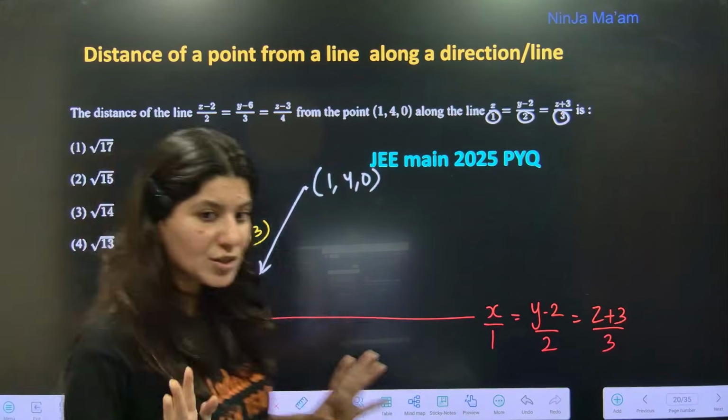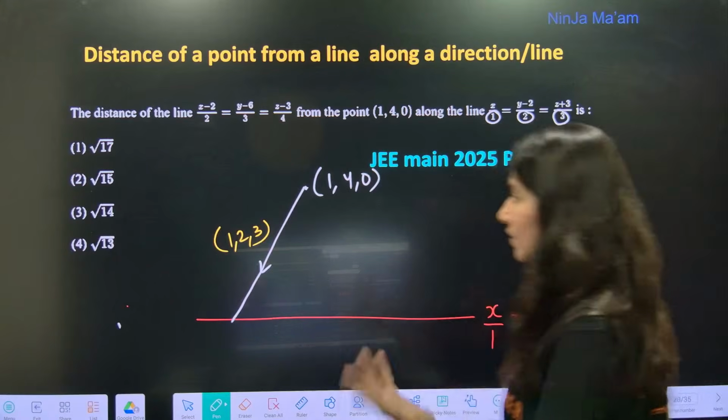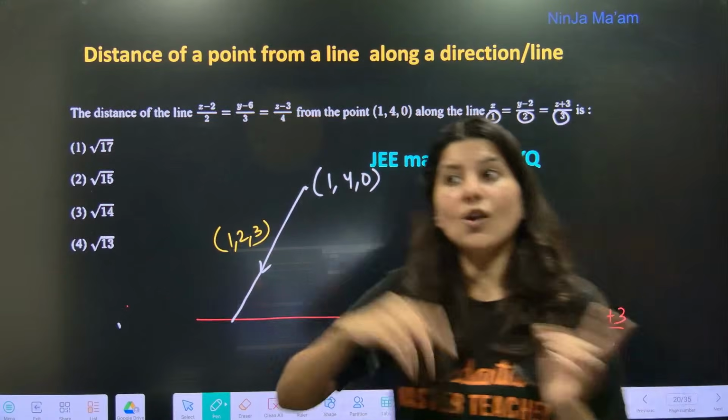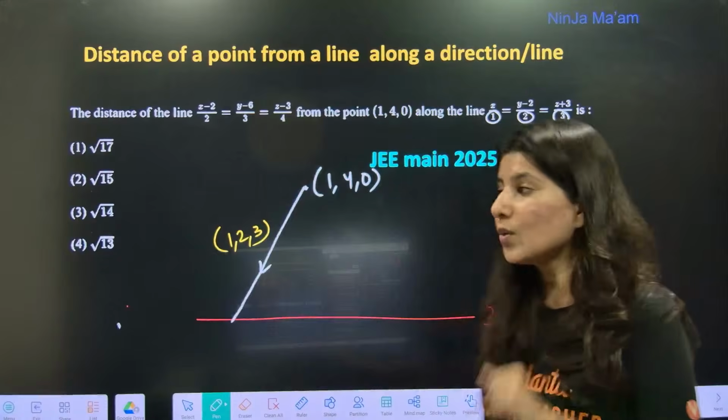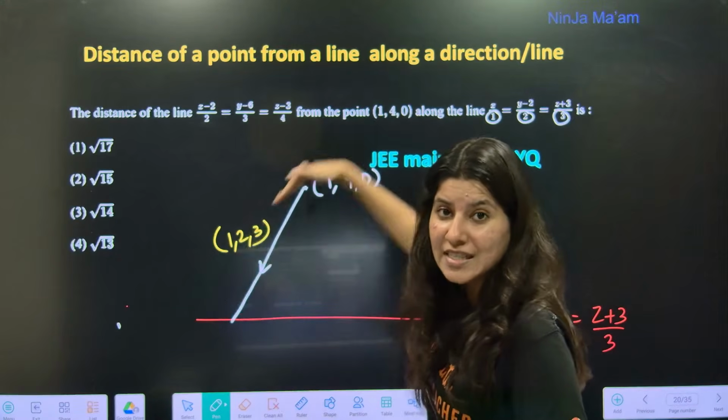Very important question. Please watch it carefully. This is a very good new type, trending question, I would say. So in this question, when the distance of a point along any direction or line is asked, what you have to do is write the equation of this line.